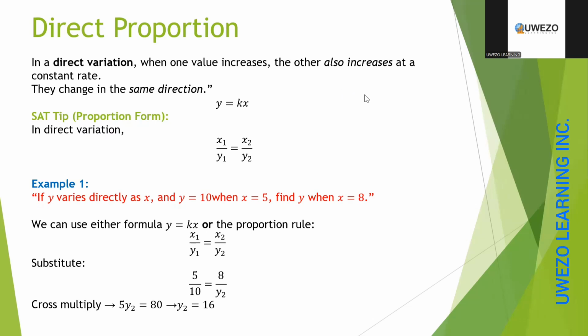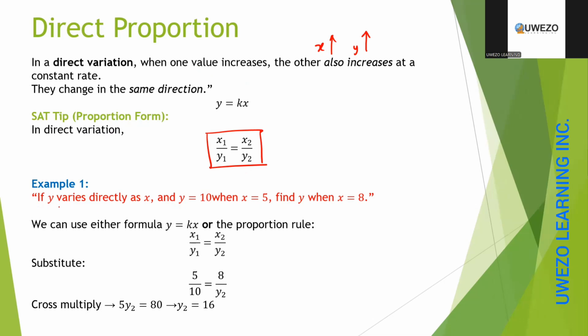More apples, more cost. That's direct proportion. In direct variation, if one value increases, the other value also increases. They change in the same direction. So we can denote that relation as y equals kx. And for direct variation, you can apply the formula x1 over y1 equals x2 over y2.